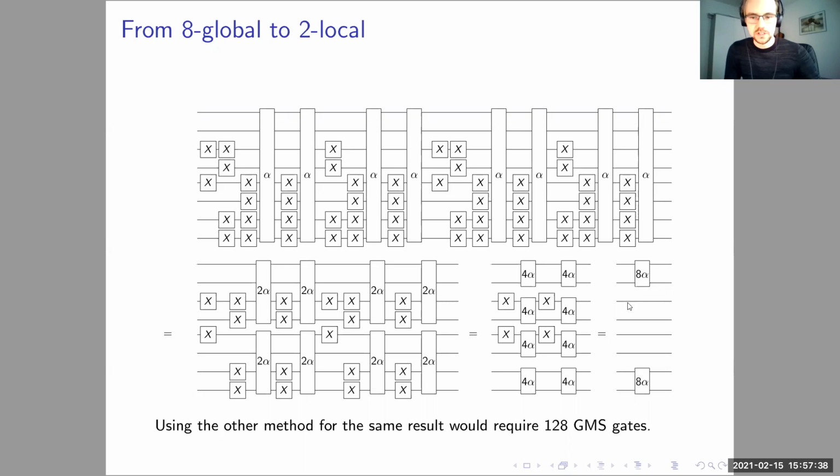And so this is an 8 qubit circuit. So this requires 8 GMS gates. Okay. And if it was a 16 qubit circuit, it requires 16 GMS gates. And if it was not a power of 2, you have to do something similar, but still sort of linear in the number of qubits. And the other method would be exponential. So there the same result would require 128 GMS gates.